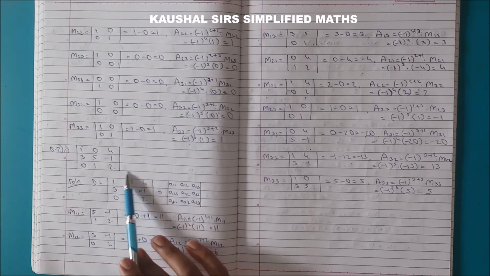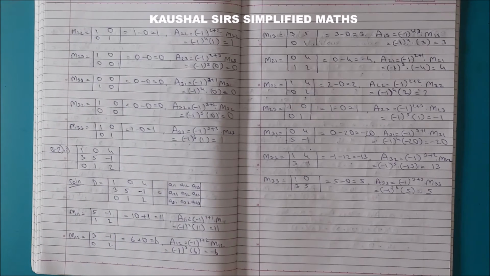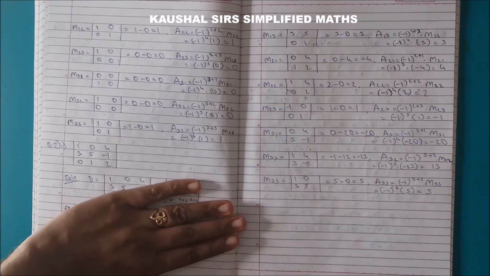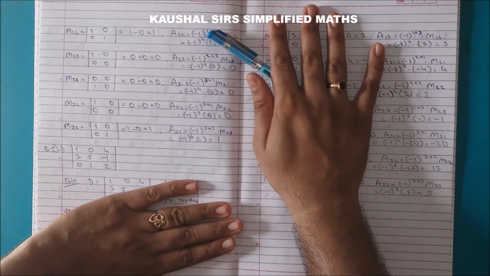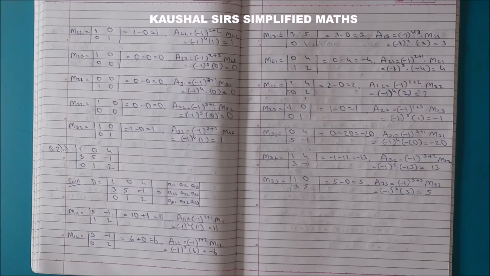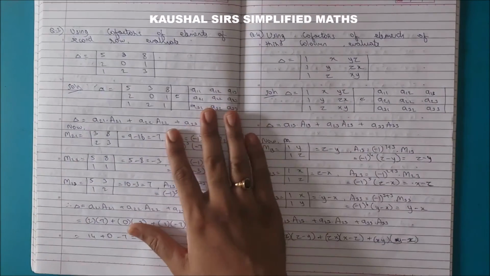Okay, second question is exactly similar. Let D be equal to the determinant of order 3. I hope, students, you can solve this question on your own. Please pause the video and try this and then verify your answer. I hope, students, you have got the answer. Very nice.